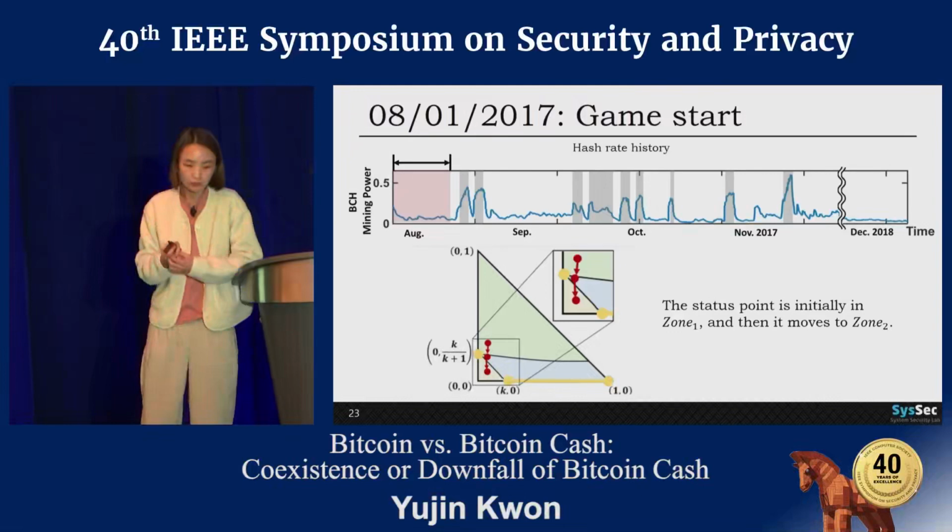So in other words, due to this hard fork on November 13, 2017, the status jumped from zone 3 into zone 2. Note that in zone 2, the status becomes close to the coexistence. So in practice, the status point gradually became close to the coexistence. This is in agreement with our theory. Now, Bitcoin Cash is safe.